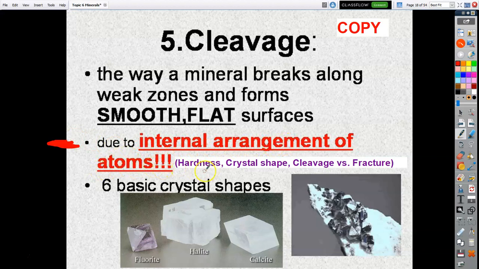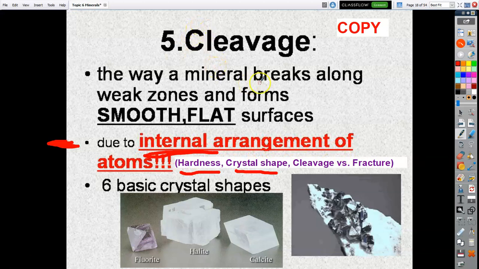They'll say what affects hardness, what affects the shape of the crystal, what affects whether it has cleavage or fracture, how it breaks. It's how the atoms are arranged internally, right? Internally, that you can't see microscopically.